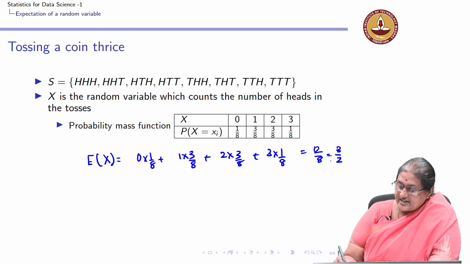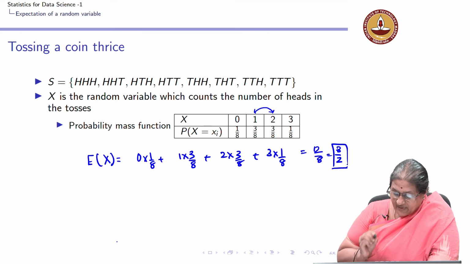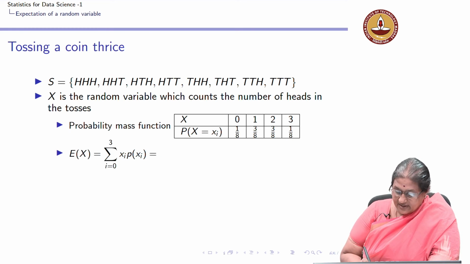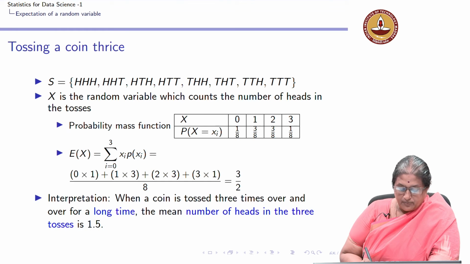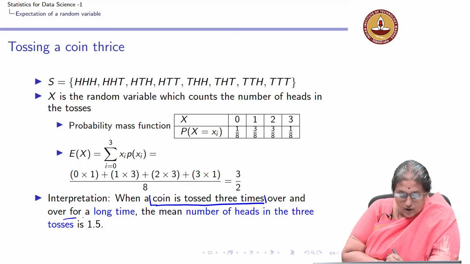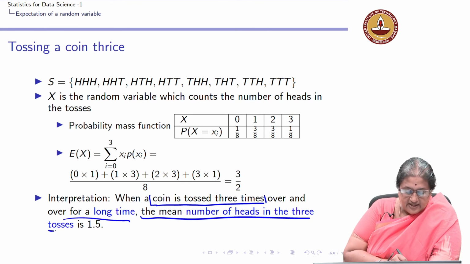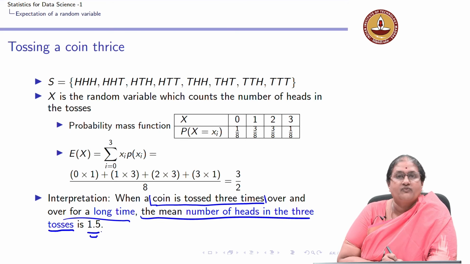Again, I can see that the expectation of x is 1.5. It is not a value which x takes, but it is a value between 1 and 2. Again, the way I can interpret this value 3 by 2 is if a coin is tossed 3 times and I repeat this experiment over a long period of time, the mean number of heads in 3 tosses is 1.5.